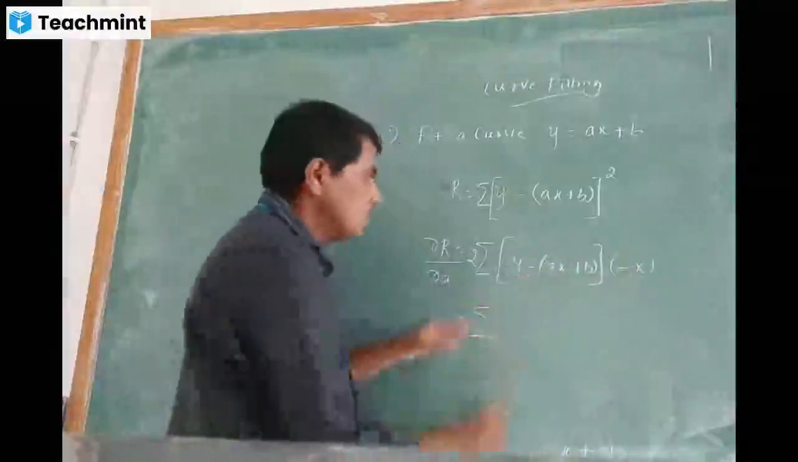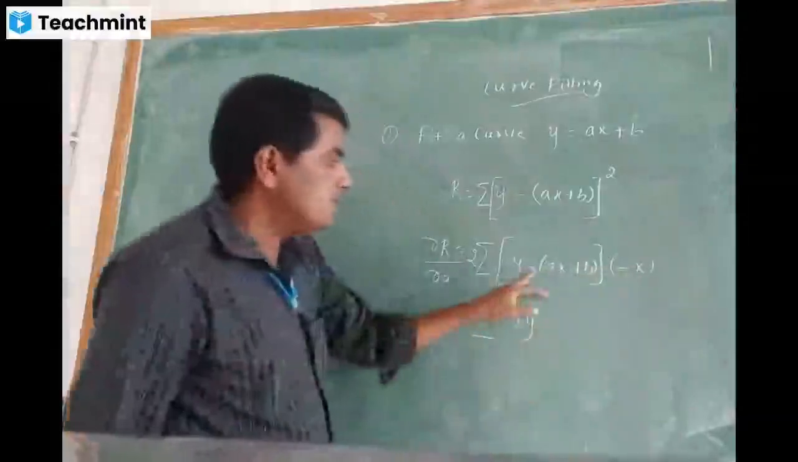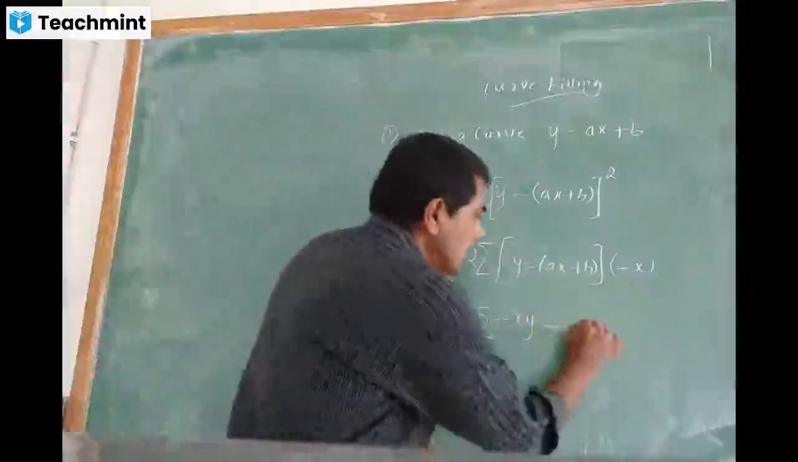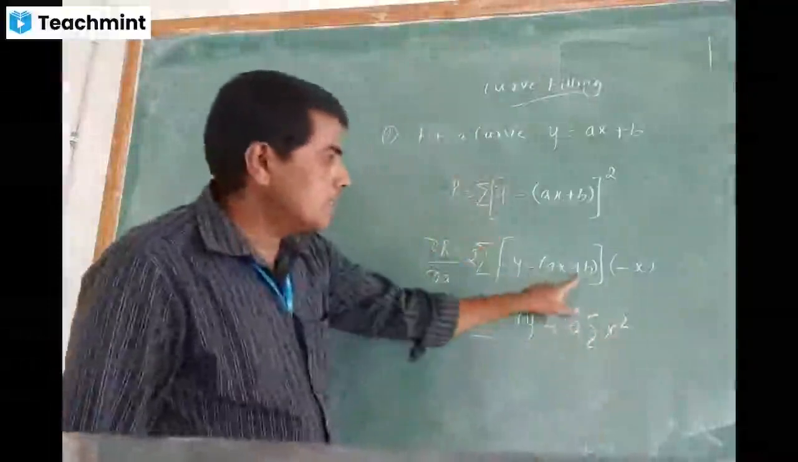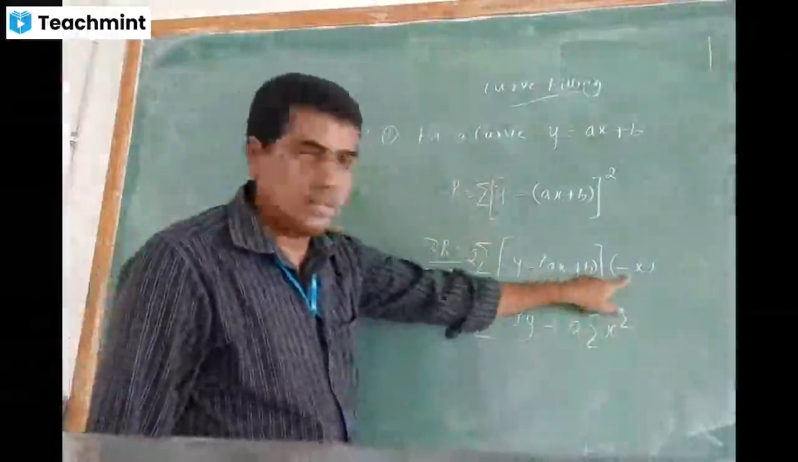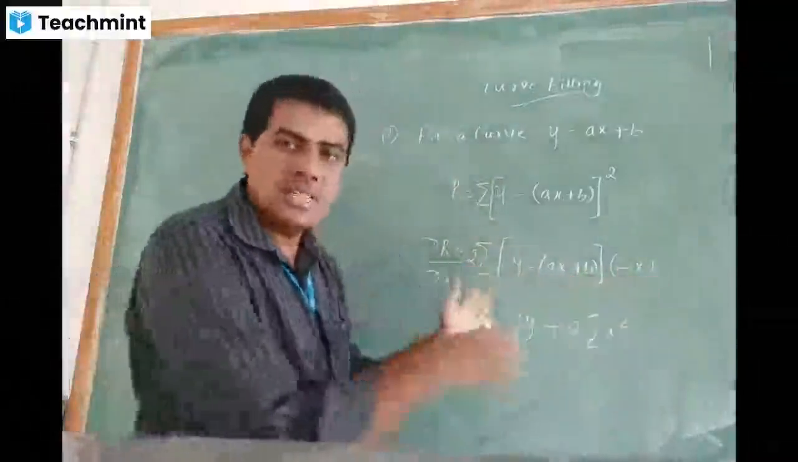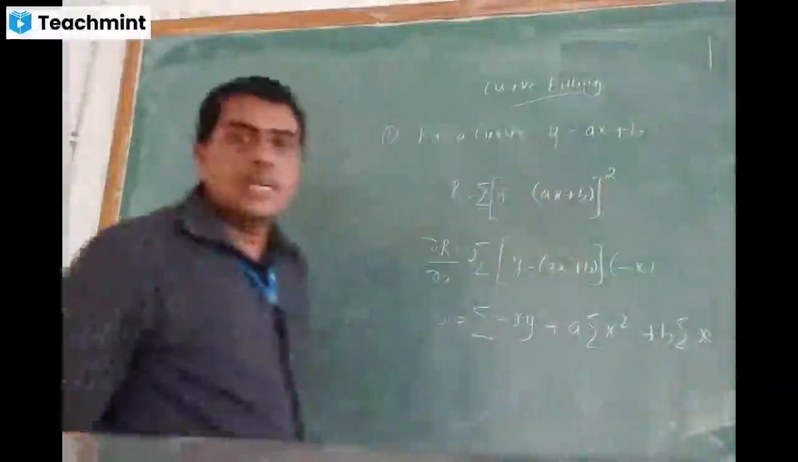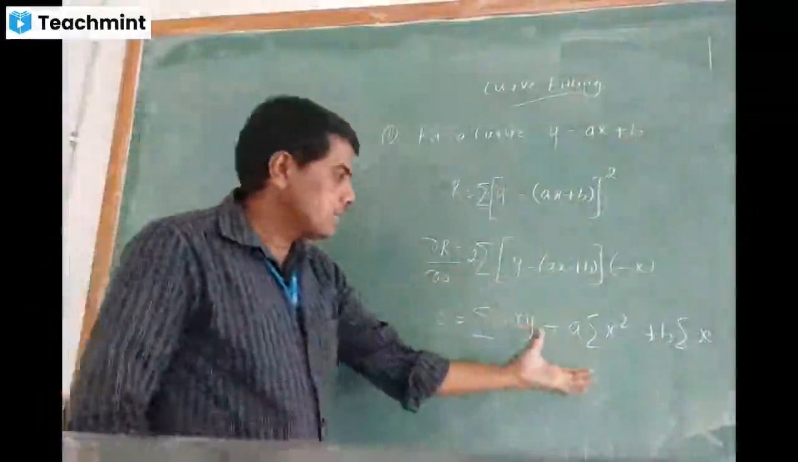Sigma or summation of minus x into y minus a x minus b into minus x. So it becomes plus a into summation x square, minus into plus is minus, again minus into minus is plus, plus d into summation x. The constant term I will write as d times summation x. Let me just rewrite this equation.